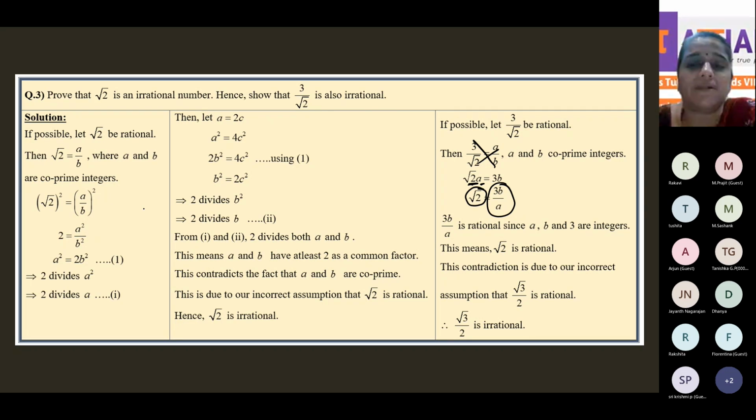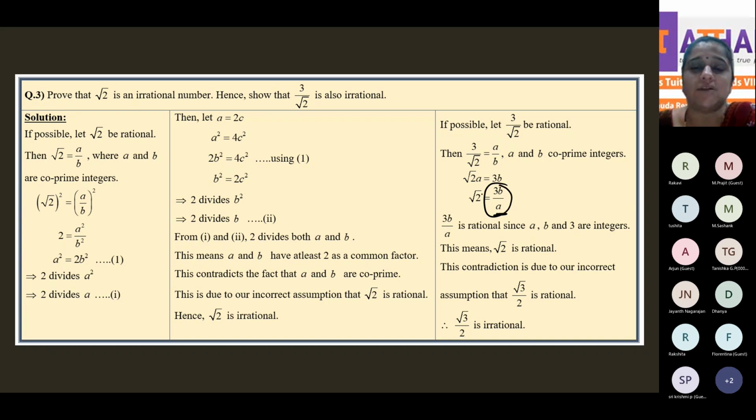So which means 3b by a is rational because it's made up of only integers. 3 is an integer, b is an integer, a is an integer. 3b by a is made up of integers, and so 3b by a is a rational number. But on the other side, we have root 2. We have 3b by a on the right hand side, which is clearly rational because it's made up of integers.